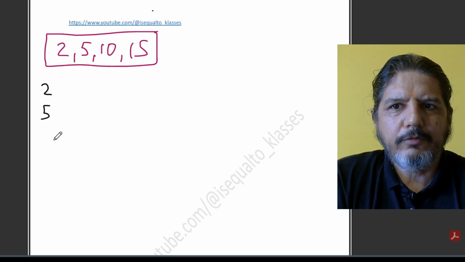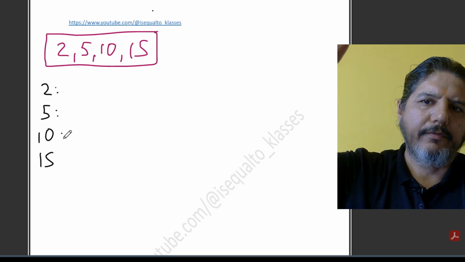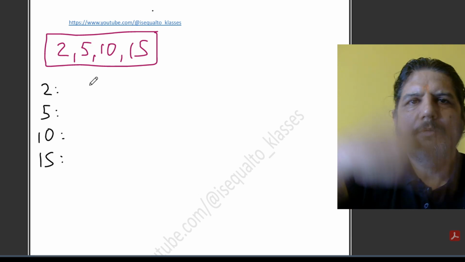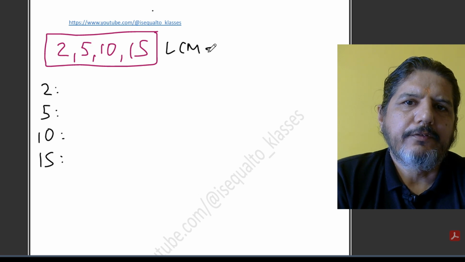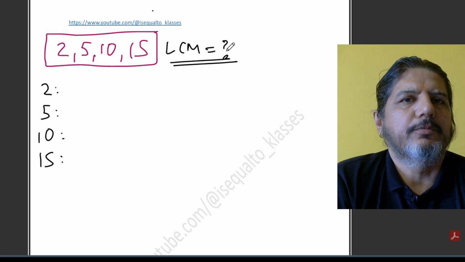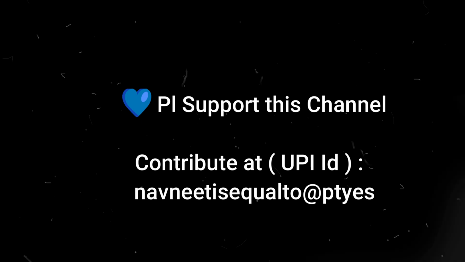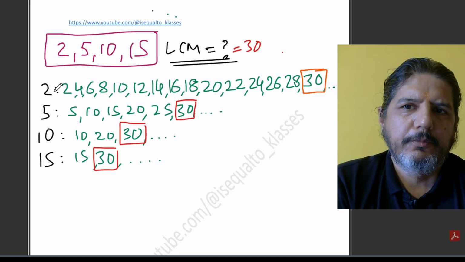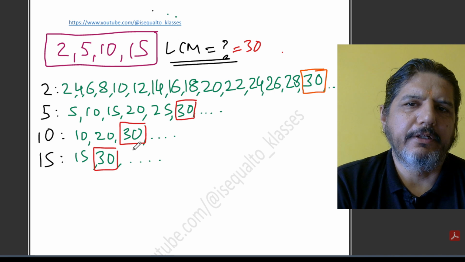You'll have to write the multiples of 2, 5, 10, 15, and then find the lowest common multiple. The process will remain the same. Try to find the LCM, and then let's proceed. We're able to do it. So I've written the multiples of 2. You can check multiples of 5, multiples of 10, multiples of 15. And I hope you were able to find that the LCM is 30.